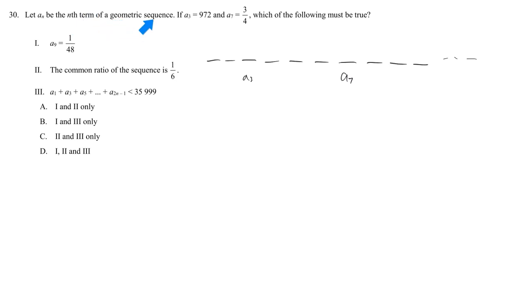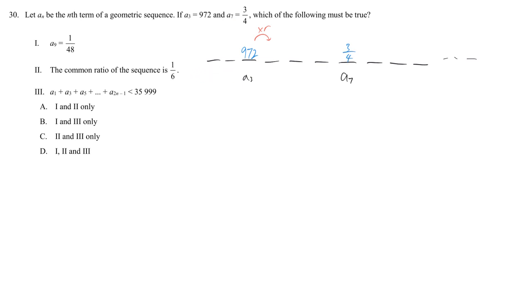There is a geometric sequence. That means every step you multiply by r, where r is the common ratio. And then they say the third term is 972, and also the seventh term is 3/4.